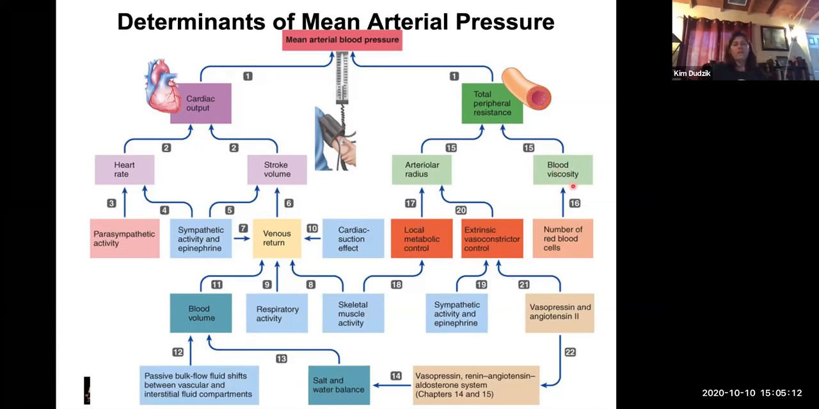I said blood viscosity doesn't change a lot, but it can. The number of red blood cells, if you're anemic, right? That could change blood viscosity and the total peripheral resistance. So all of these things are really important. You've really got to put this all together. Okay.